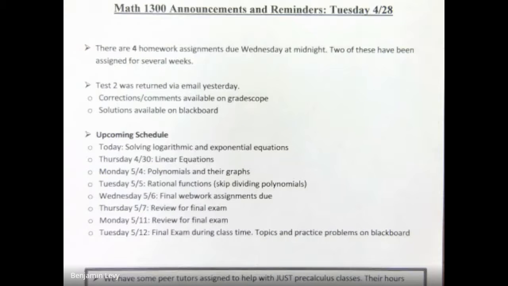I'll just remind you that test 2 is passed back. Looks like most people have taken a look at that, which is good. But just look for that email and keep in mind that the solutions are on Blackboard. Please let me know if you have questions about that. We could talk about homework questions during these sessions too, if that would be helpful.